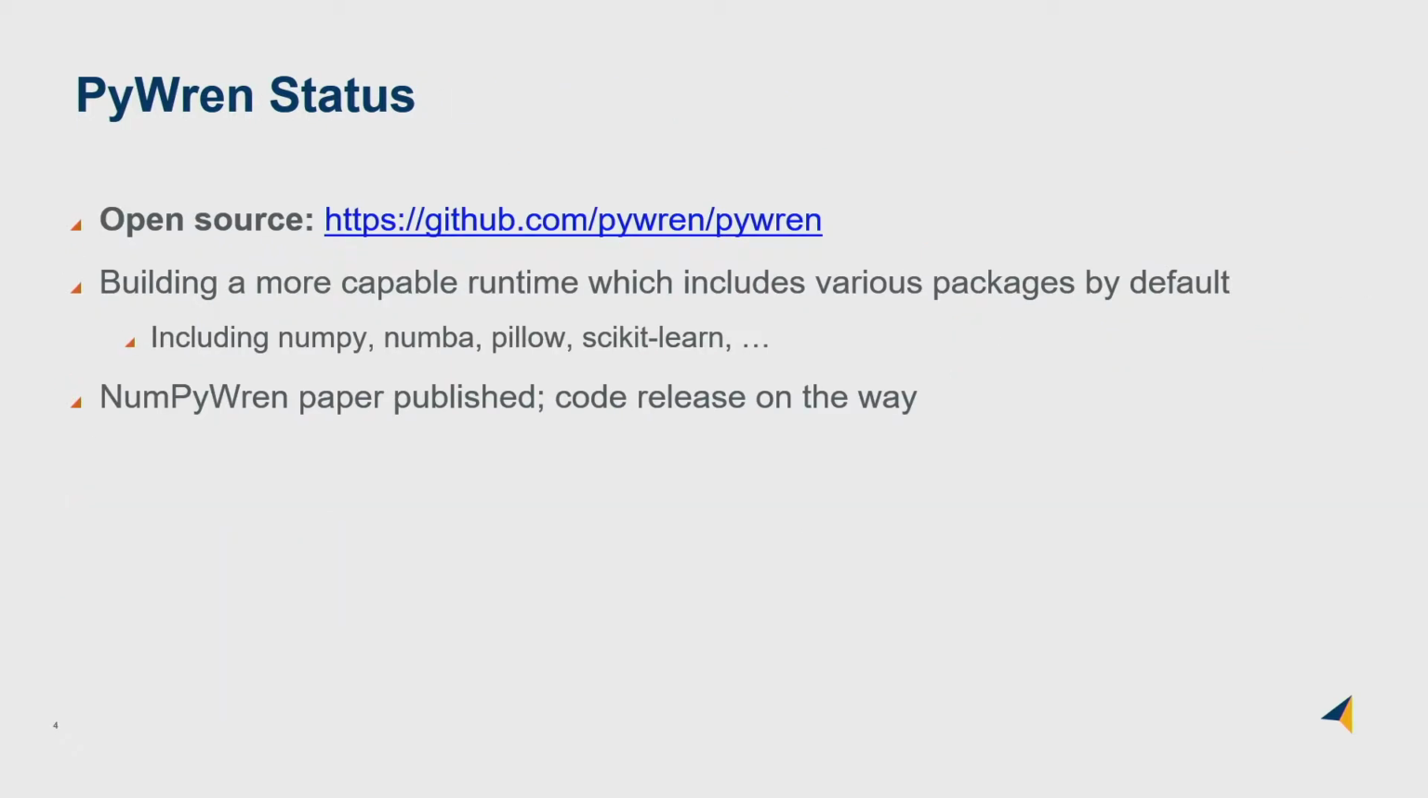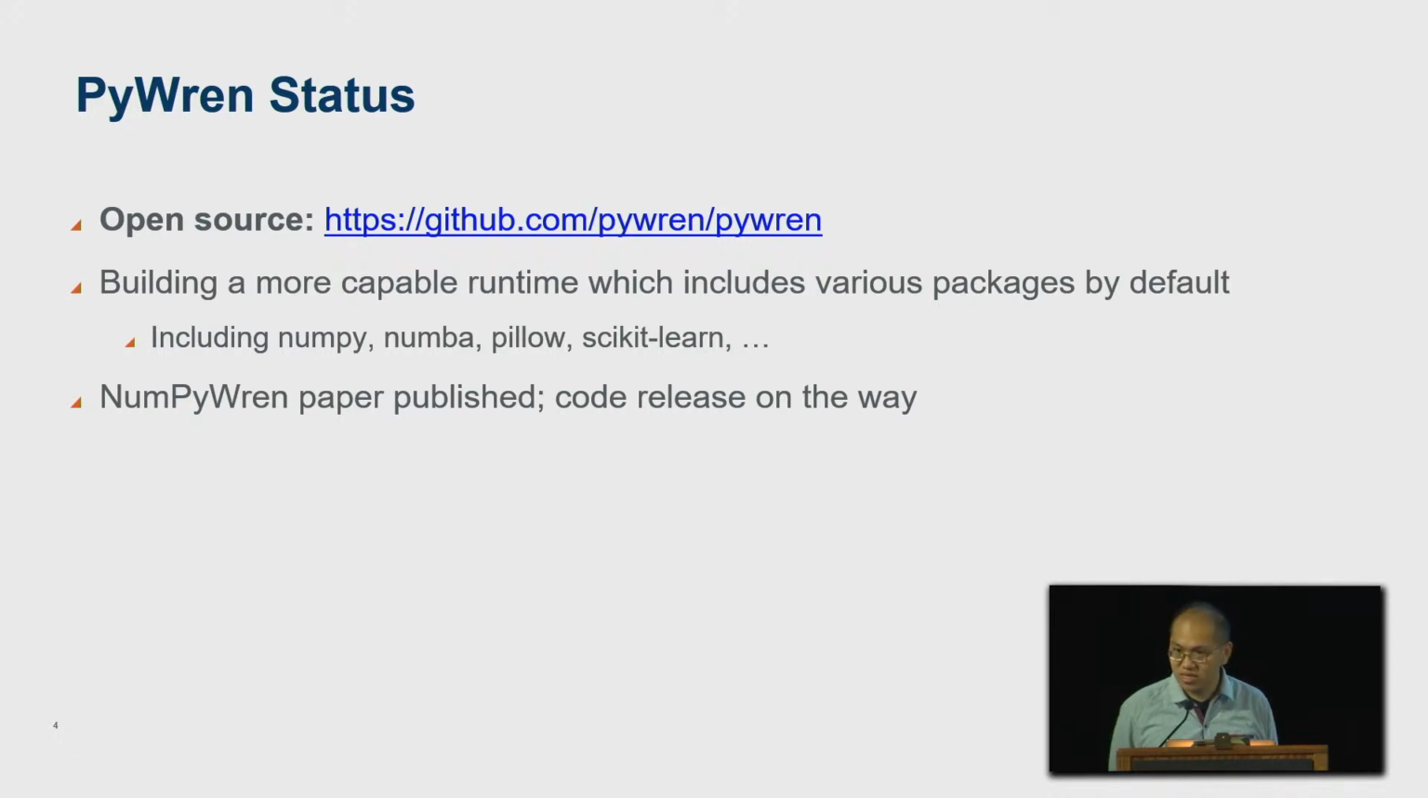The PyWren project is now open source. You can get it online. I was told that today they might announce the release of the new version, so make sure you wait for that. They're also working on building a more capable runtime, which includes various packages by default, including NumPy, Pillow, and scikit-learn, etc. So this will be a very powerful addition to the system. The NumPyWren paper, as I just mentioned, was recently published, and the code release is on the way, so they're working on it.